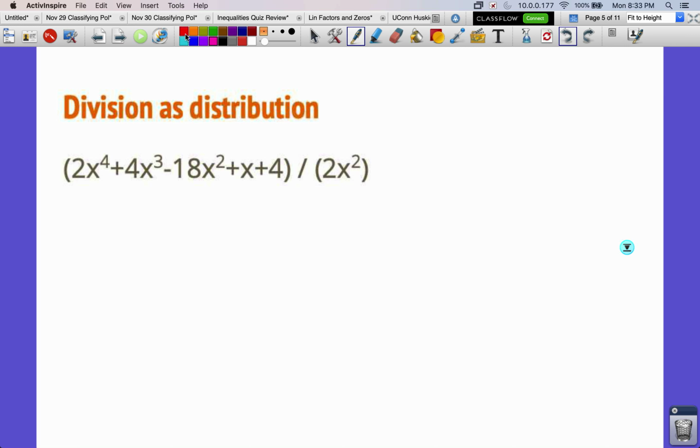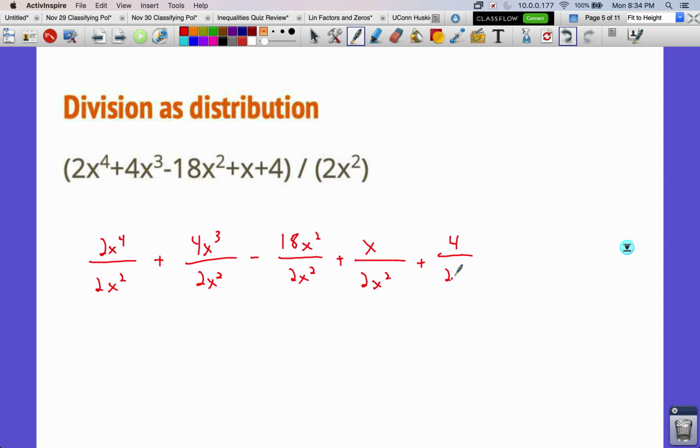If the denominator is just a monomial, we're going to distribute this division to each of the terms in the top of the expression. So this here is going to become 2x to the 4th over 2x squared plus 4x cubed over 2x squared. And so each term gets its own 2x squared. We should only try to distribute the division when it's a monomial on the bottom, because now in each of these fractions we're allowed to start canceling.